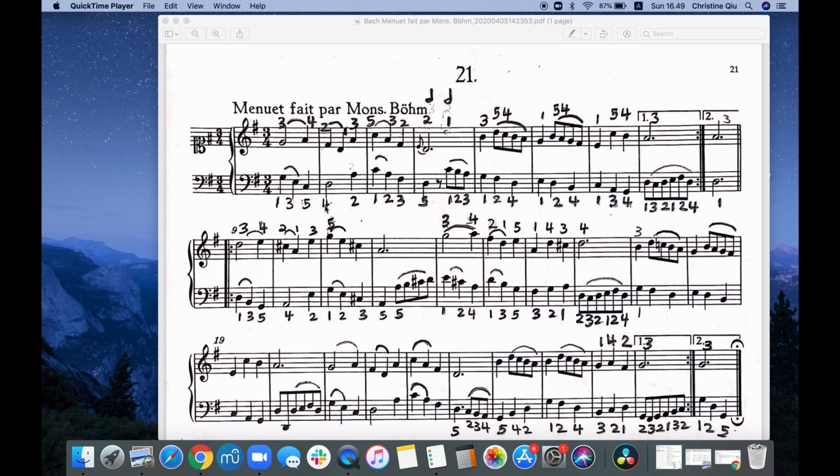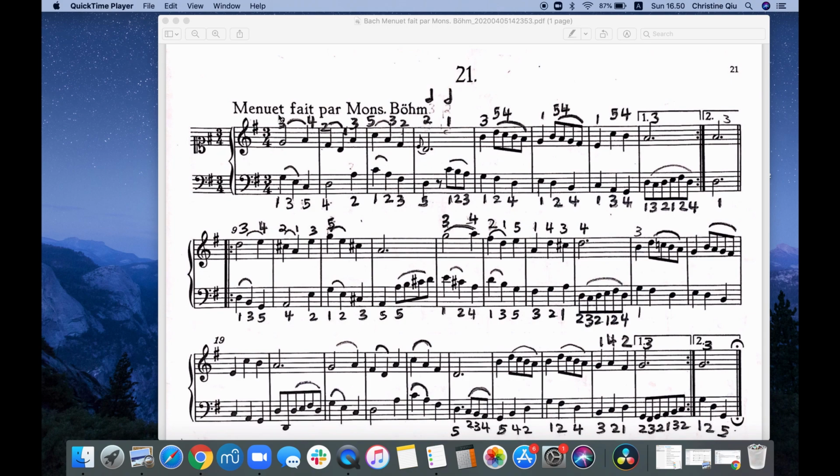Here we are looking at a score. It's titled Menuet fait par mon jour Böhm, meaning it's a minuet by the composer and organist Georg Böhm. This is the piece that we find in Johann Sebastian Bach's Anna Magdalena Notebook.